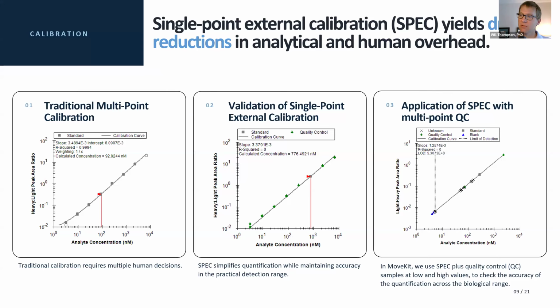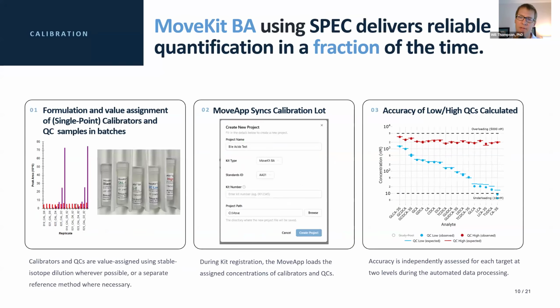In the application of this within our kit, we do this single point calibration, and then we do a multi-point QC. So we still have low and high QC values included in the kit, so that it checks the quantitative accuracy at both points, below and above that calibration point. How this is done in the kit is that the formulation and value assignment is done in our laboratory in big batches. We assign those using a variety of approaches, stable isotope dilution, etc. And then we have these QC batches. We sync them to the lots.